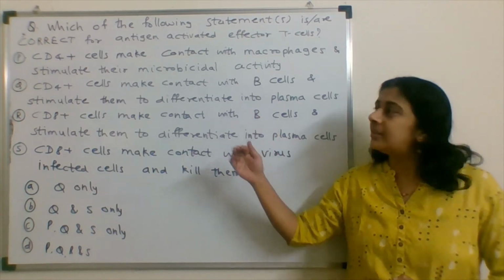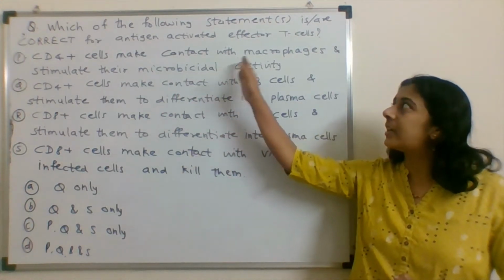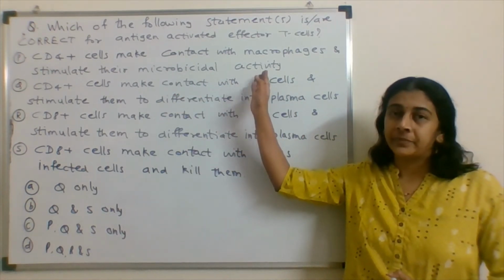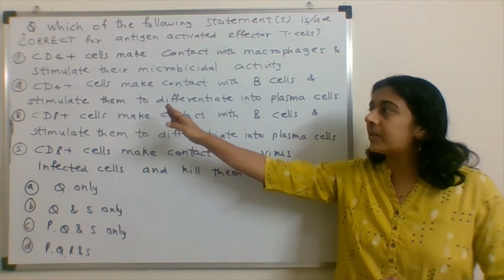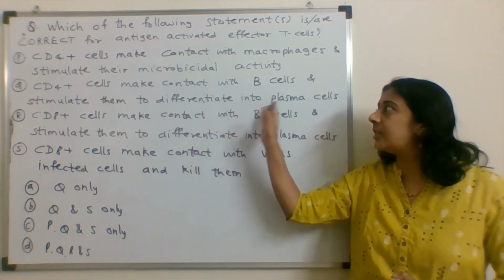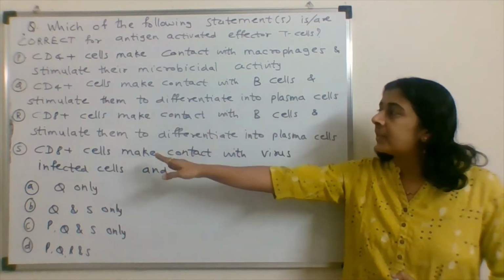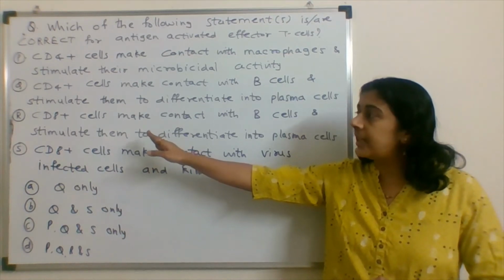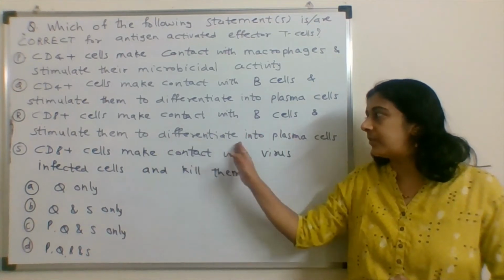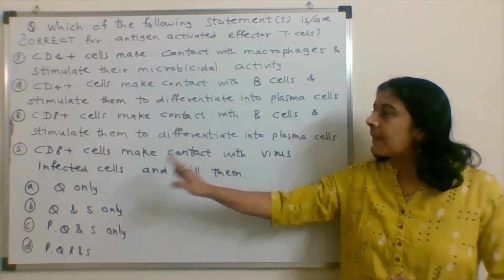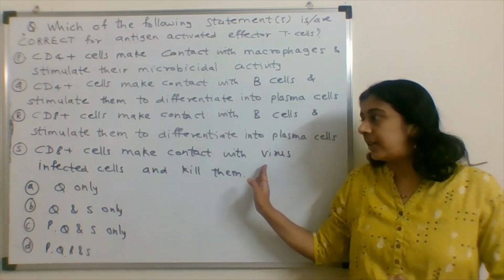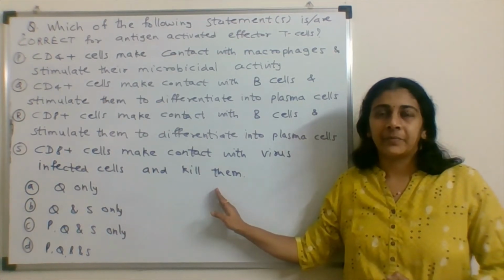The options are given. CD4 plus cells make contact with macrophages and stimulate their microbicidal activity. The other option is CD4 plus cells make contact with B cells and stimulate them to differentiate into plasma cells. The next statement says CD8 plus cells make contact with B cells and stimulate them to differentiate into plasma cells. And the other statement says CD8 plus cells make contact with virus infected cells and kill them.